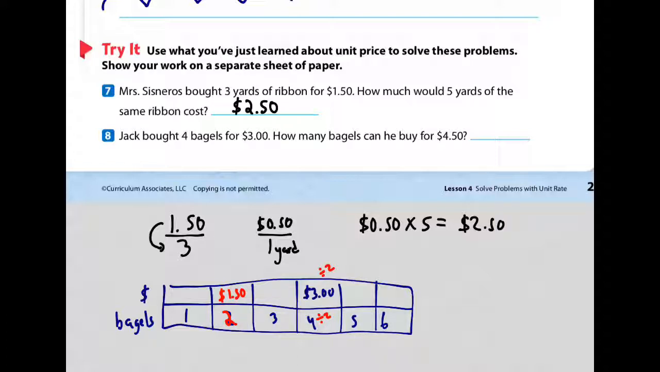But here's the other thing. I'm going to switch to green for this. I know if I add $1.50 and $3, I get $4.50, right? So if I add 2 plus 4, I get 6 bagels for $4.50. So how many bagels can he buy for $4.50? He can buy 6 bagels. So remember, you probably did that a whole different way, which is okay, or if you did it my way, that's okay as well, as long as you have 6 bagels for your answer.